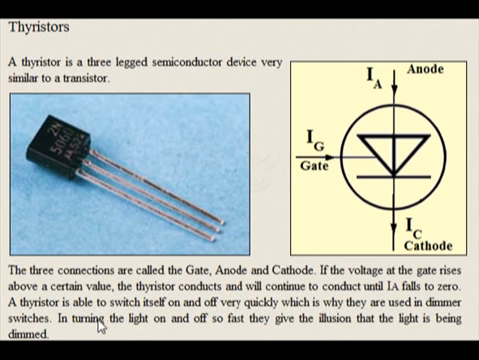IA falls to 0. A thyristor is able to switch itself on and off very quickly, which is why they are used in dimmer switches. In turning the light on and off so fast, they give the illusion that the light is being dimmed.